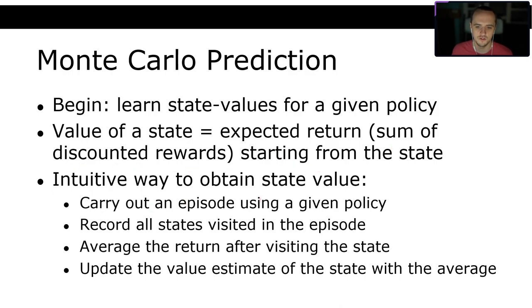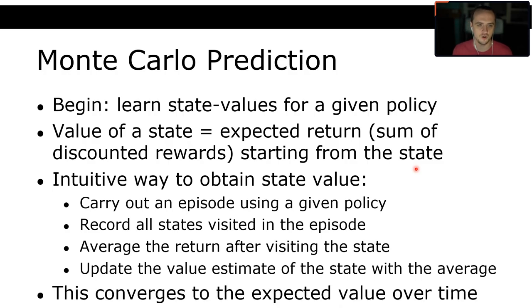So here's an intuitive way that we can obtain the state's value using Monte Carlo methods. From this current state, we're going to carry out an episode using a given policy. We're going to record all the states that we visited in the episode. We're going to average the return that we got after visiting the state. And then we're going to update the value estimate of the state with the average of all the returns that we've ever seen from this state. This is going to converge to the true expected return over time.